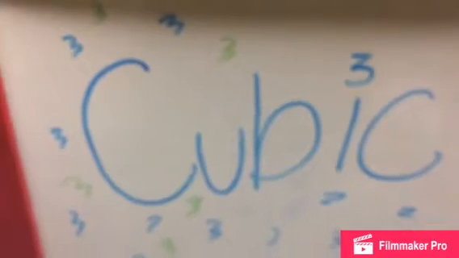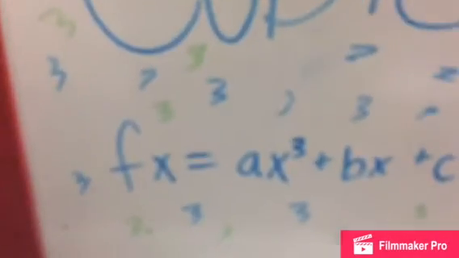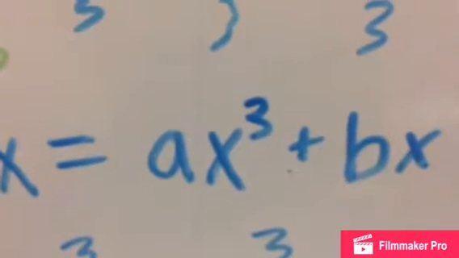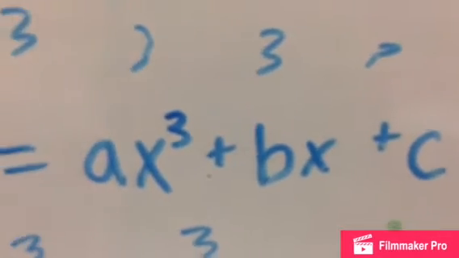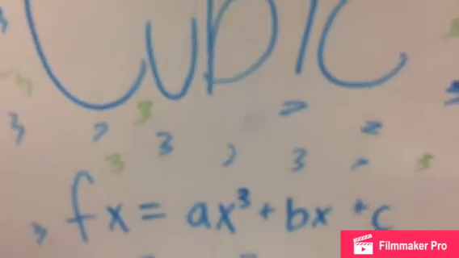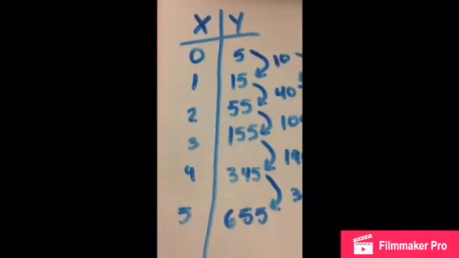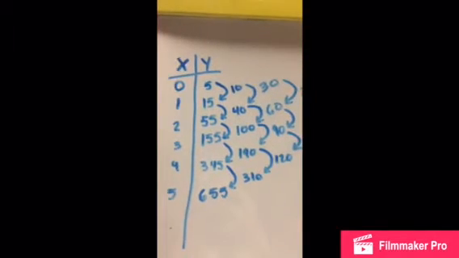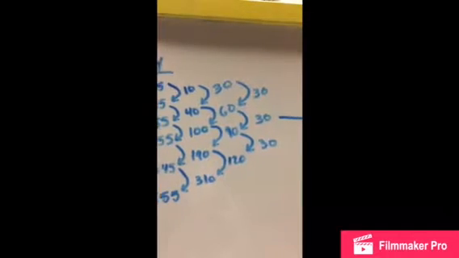Next is a cubic equation. Cubics have a similar way of solving as quadratic, except you have to go out to the third difference to solve for A. If you see, there is a 3 attached to the ax squared, so it's ax cubed. If you see here, I use my x and y table to go out to the third difference. When I get there, I get the value of 30.